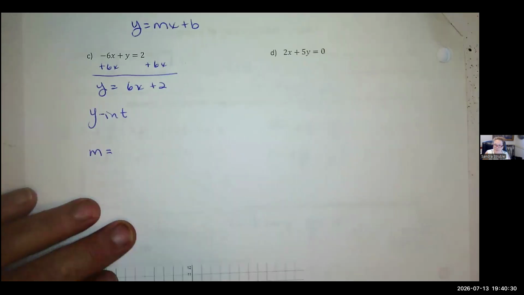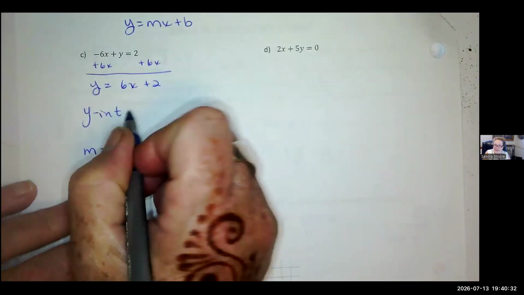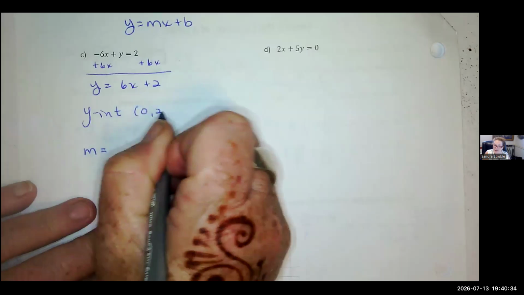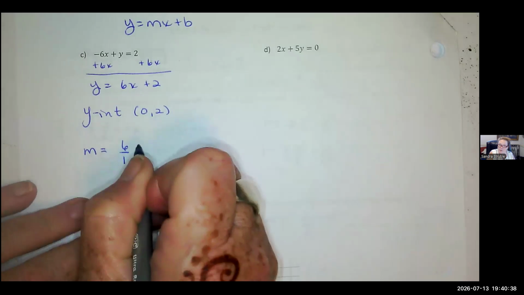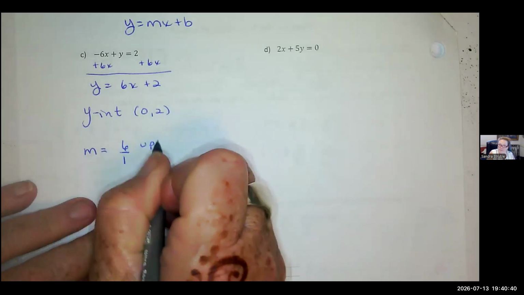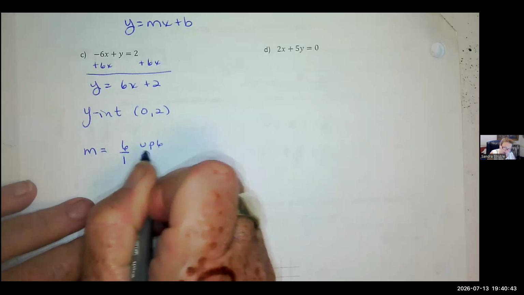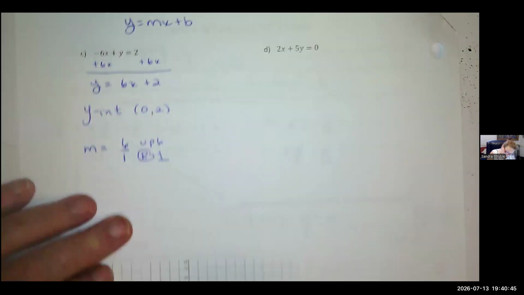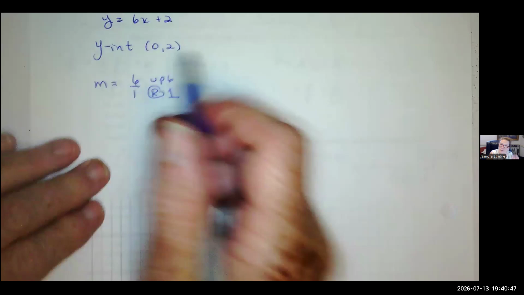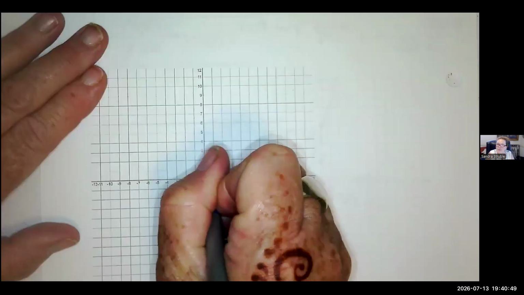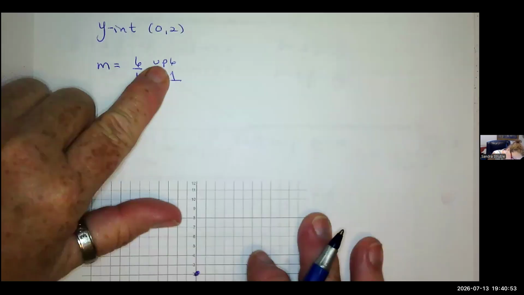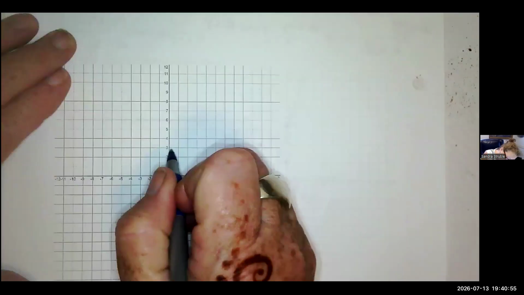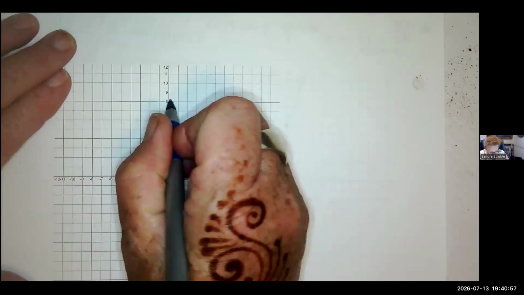Y-intercept is 0, 2. The slope is 6, but we want it to be 6 over 1 so we can have our rise and our run. So we're going to go up 6 and we're going to run to the right 1. Starting with the y-intercept of 0, 2, place my point. From the y-intercept, I'm going to go up 6 and then to the right 1. So 1, 2, 3, 4, 5, 6 over 1. And then draw my line.